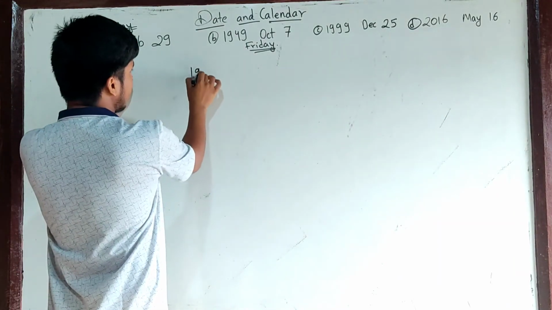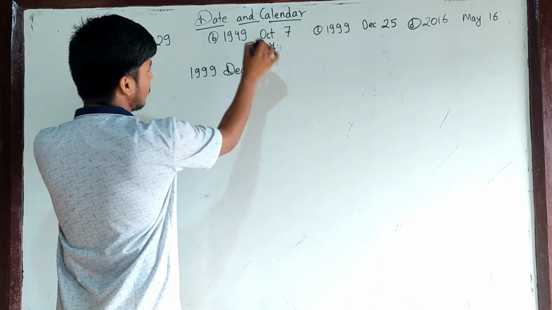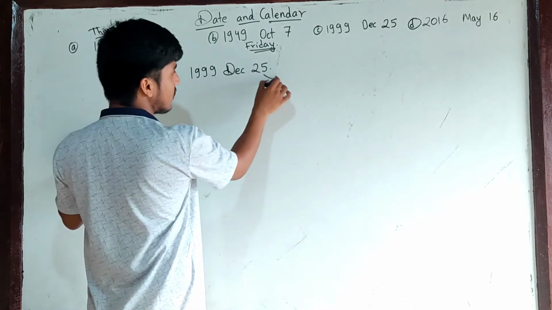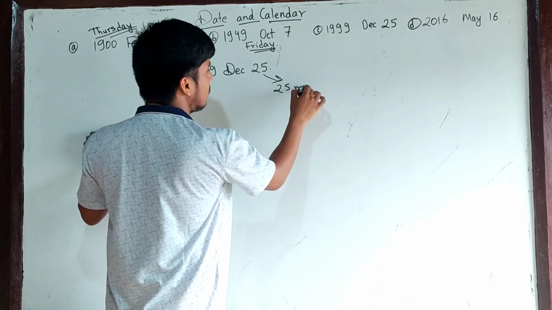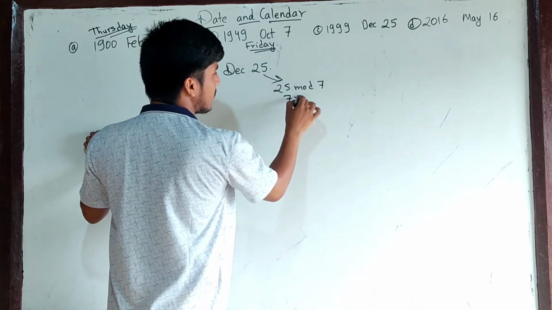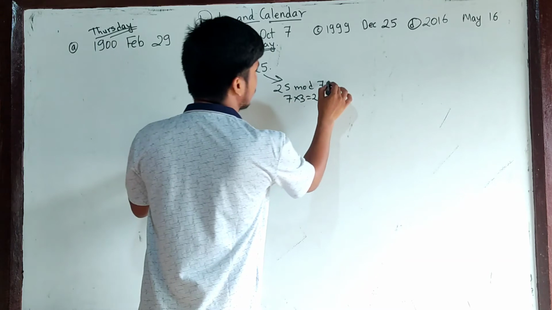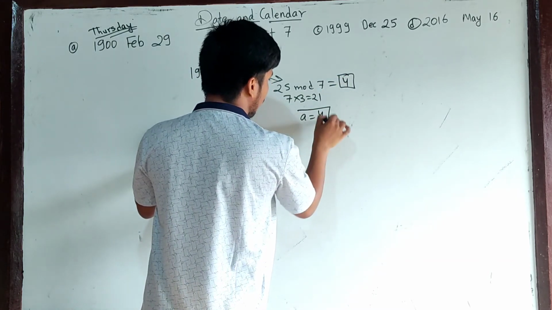We have 1999 December 25. Again for this, let's go for the day of the month. 25 mod 7. We know that 7 times 3 is 21. So 25 minus 21 will give us 4. Our first code is 4, right?